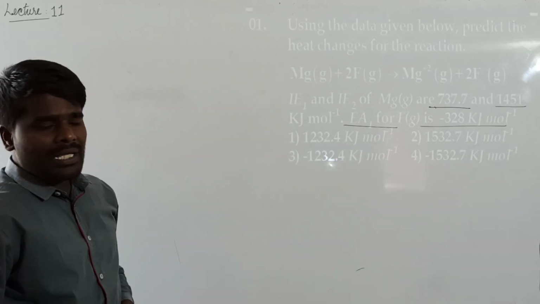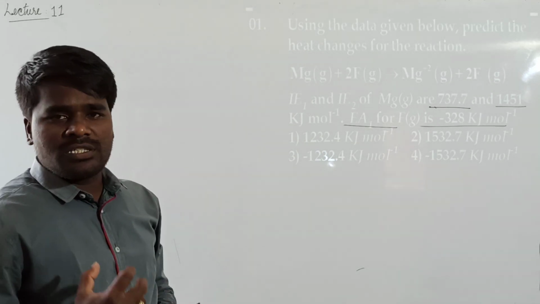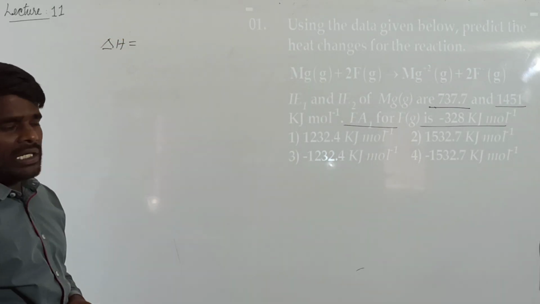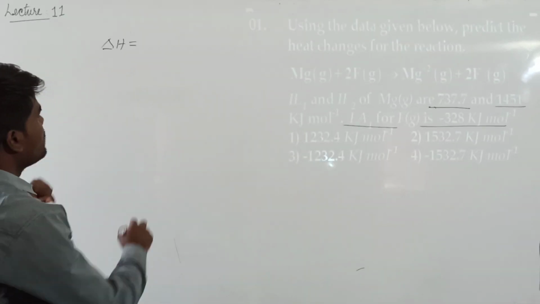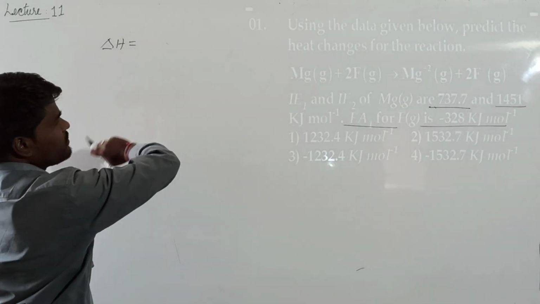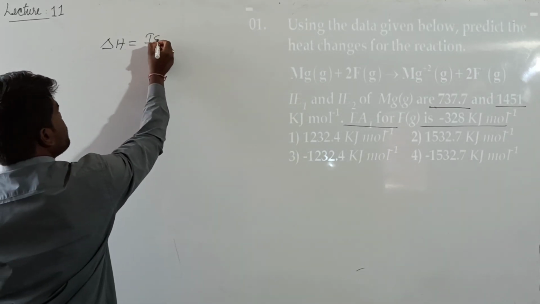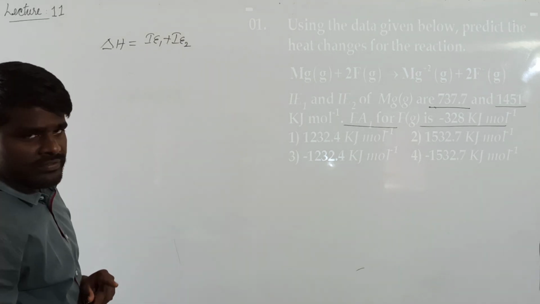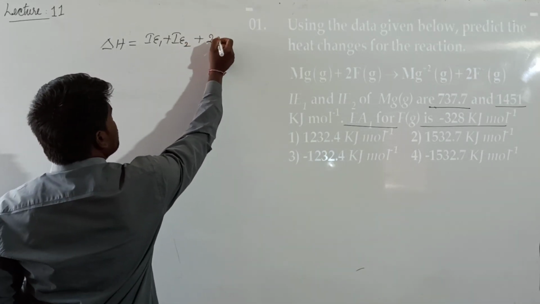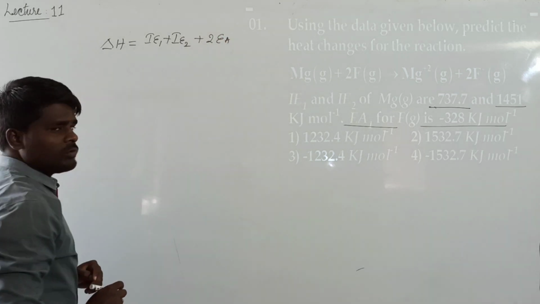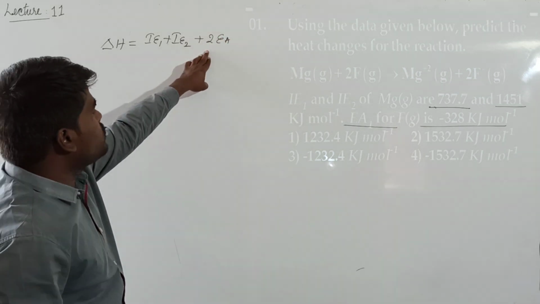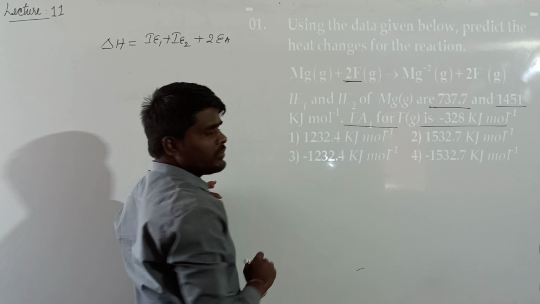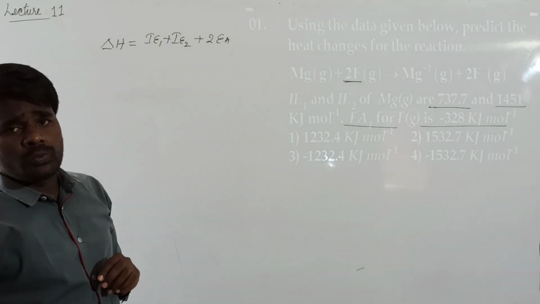How to find out the enthalpy change or heat change of a reaction? Heat changes of a reaction are expressed with delta H. Delta H will be equal to IE1, the first ionization energy of magnesium, plus the second ionization energy of magnesium, plus 2 into the electron affinity of fluorine. Why have we taken 2 into the electron affinity? He has given the electron affinity of 1 fluorine, but there are 2 fluorines, so you need to multiply by 2.